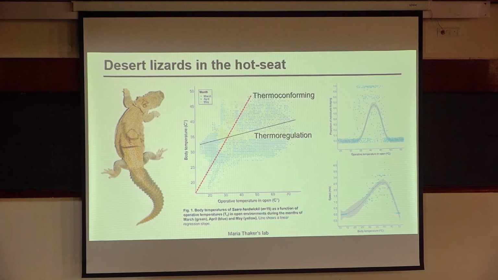So if you look at how fast these lizards are running, when it's very cool, they're not running very fast. When it's very hot, they can't run very fast, but they need some optimal temperature range to be able to perform.